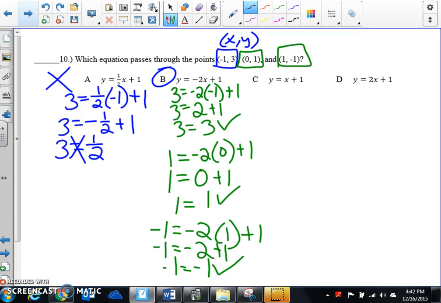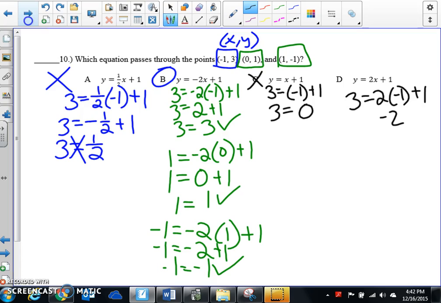I can go ahead and just try these real quick. So let's just plug in the first one. Y is 3. X is negative 1. Negative 1 plus 1 is 0. 3 does not equal 0. And last one, 3 equals 2 times negative 1 plus 1. 2 times negative 1 is negative 2. Negative 2 plus 1 is negative 1. 3 does not equal negative 1, so that doesn't work.